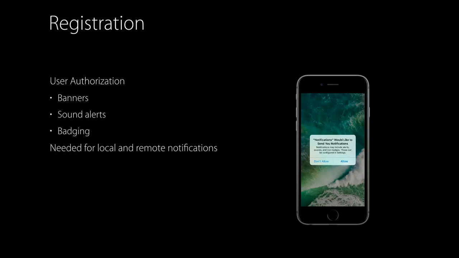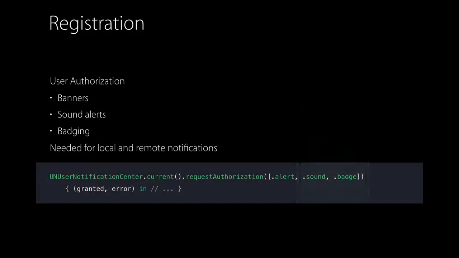You need to do this registration for both local as well as remote notifications. And performing this registration in code is as simple as calling request authorization on the UNUserNotificationCenter object associated with your application, passing it the right parameters that you want registration for.